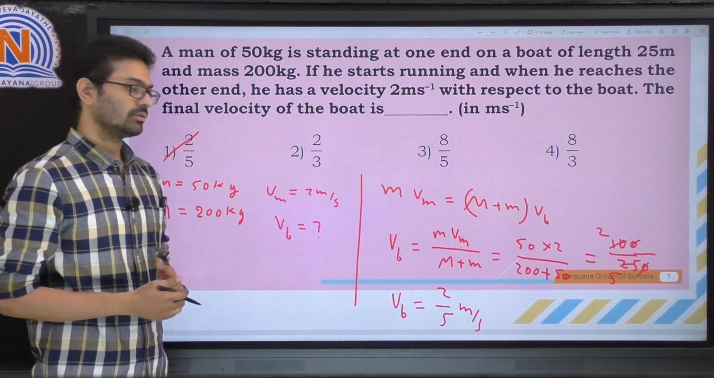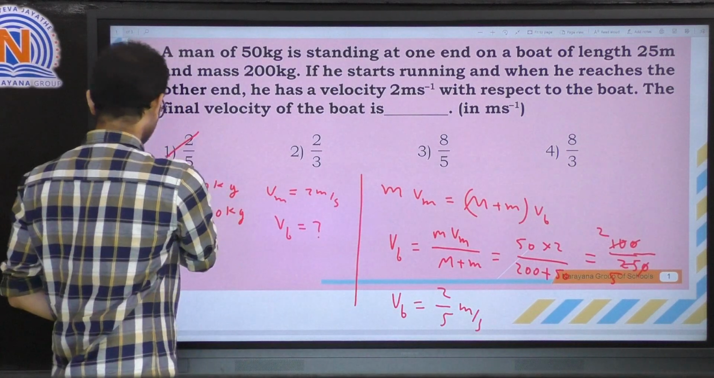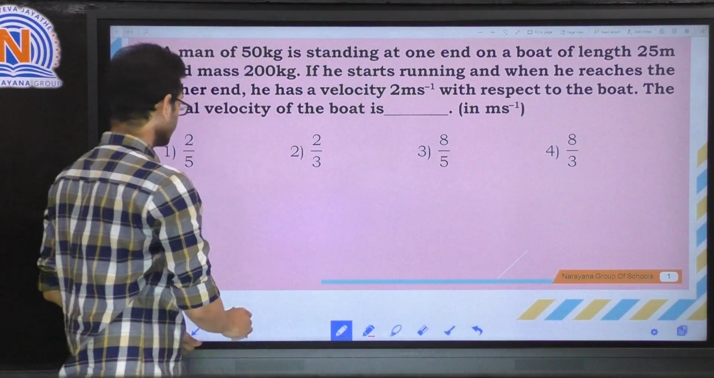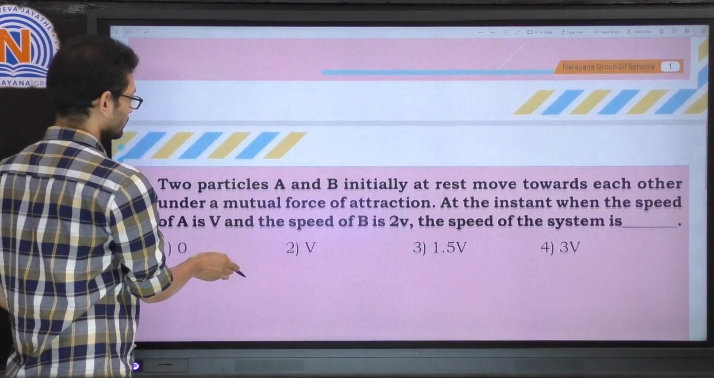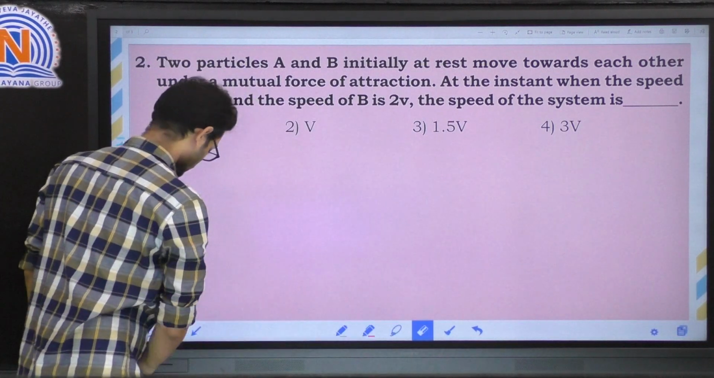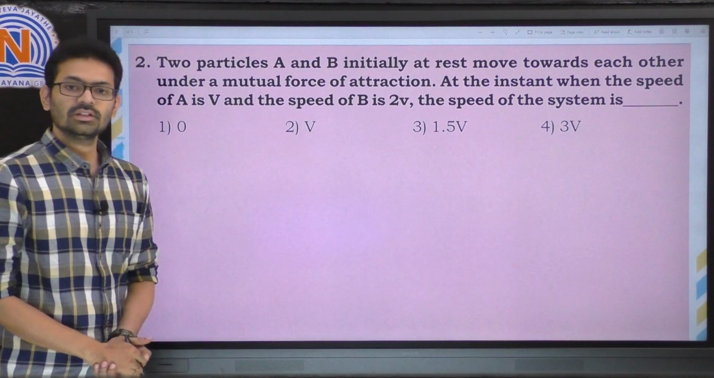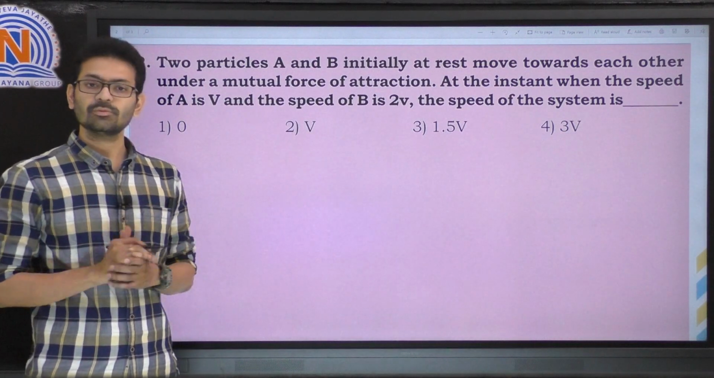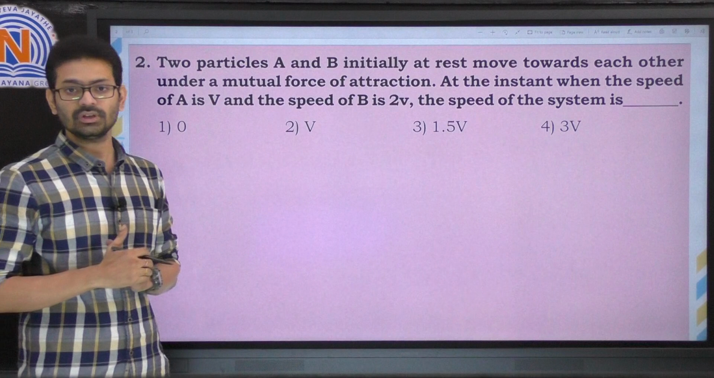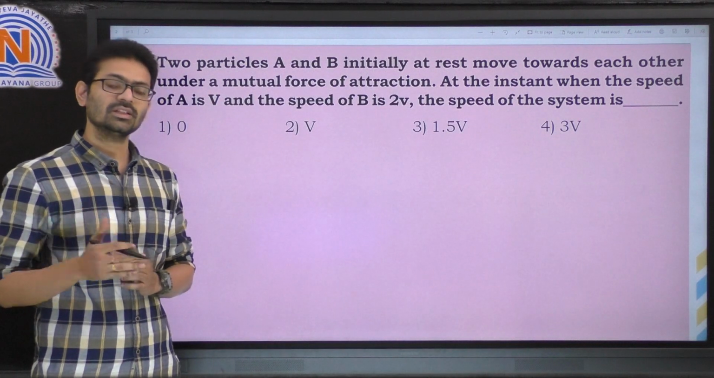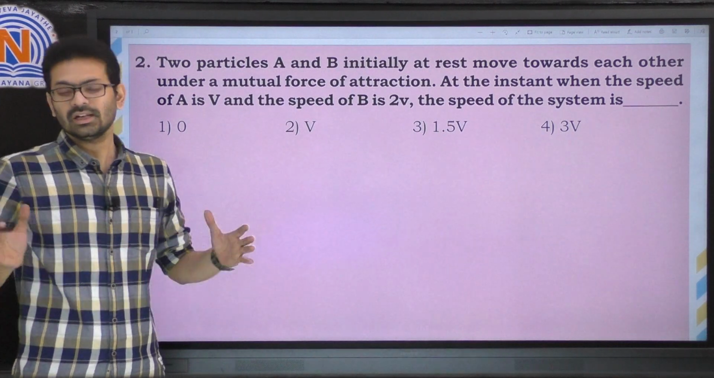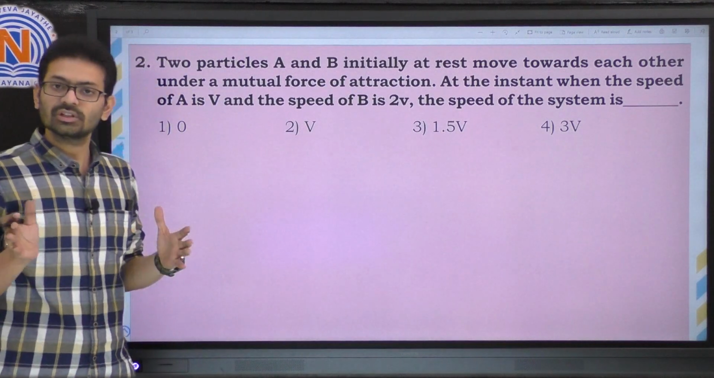Now let us go for the next question. Here the second question is: two particles A and B initially at rest move towards each other under a mutual force of attraction. At the instant when the speed of A is V and the speed of B is 2V, the speed of the system is. Actually in this case, they both are moving towards each other with a mutual force of attraction between them, and one is moving with V and another one is moving with 2V.